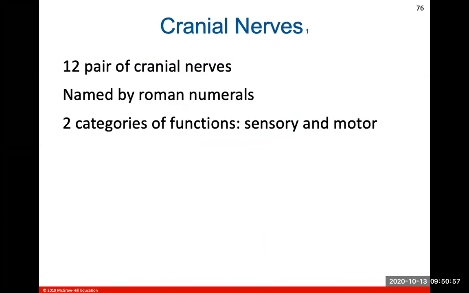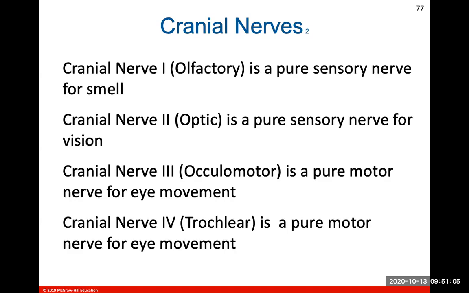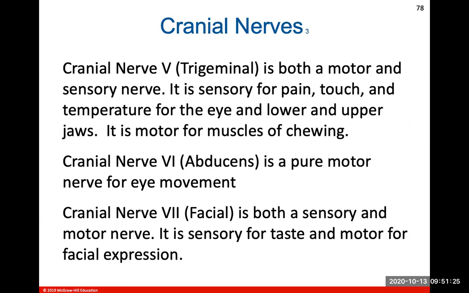Then we'll talk about the 12 pairs of cranial nerves. They're named by Roman numerals. There are two categories of functions, either sensory or motor. Cranial nerve number 1 is a pure sensory nerve for smell, your olfactory nerve. Your optic nerve, number 2, is a pure sensory nerve for vision. Number 3, the oculomotor nerve, is a pure motor nerve for eye movement. Cranial nerve number 4, the trochlear nerve, is a pure motor nerve for eye movement as well.